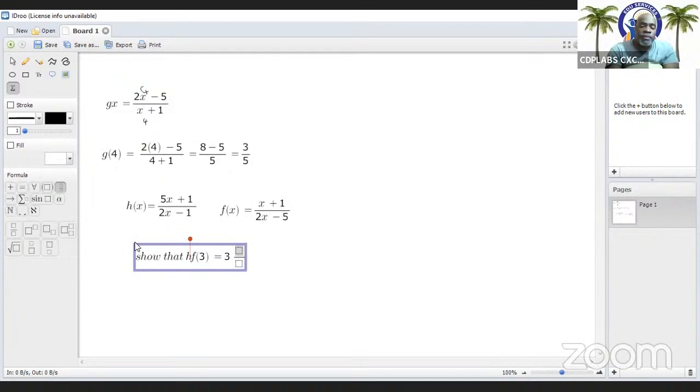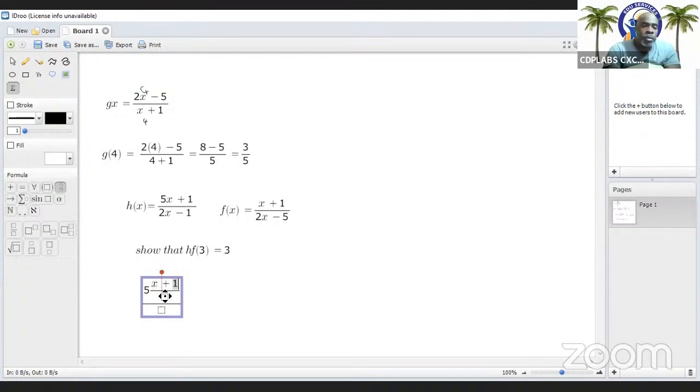But let me show you how to do the composite first part, so you understand the situation. All of f of x would go where x is right here. So watch this now. I'm going to put all of f of x, so this will become x plus 1 over 2x minus 5. See that? All of it. We'll bracket the whole thing.